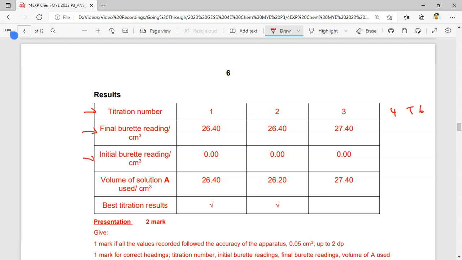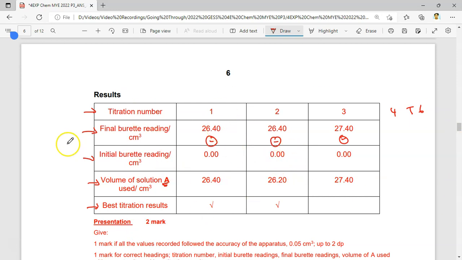Why? Because when you want to find the volume of solution A used, it's actually taking the final, subtracting from the initial to get your volume of solution A used. So you can see here why we have the final burette reading first, then the initial. So you subtract them off to get it. Then the last row at the bottom is to indicate which is your best titration results. It's not looking for one, we're actually looking at the best two, taken together to show your consistency.